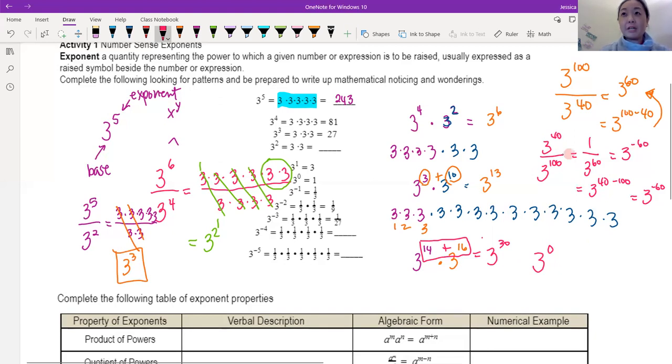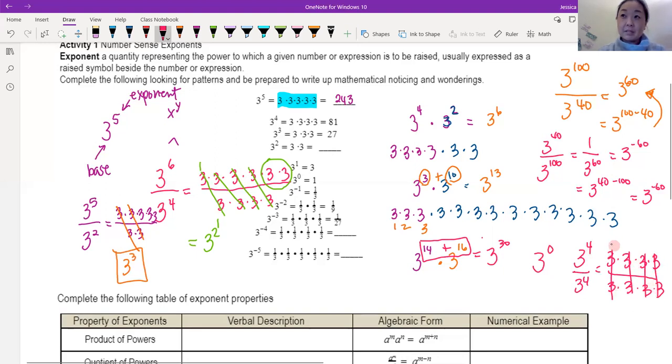Let's try. We're going to use the same quotient idea. So 3 to the 4th power, so far it's pretty easy, right? Over 3 to the 4th power. Well, what's 3 to the 4th power over 3 to the 4th power? Remember, we're taking it all the way back where we expand the whole thing, and they all cancel out. What do we have left?